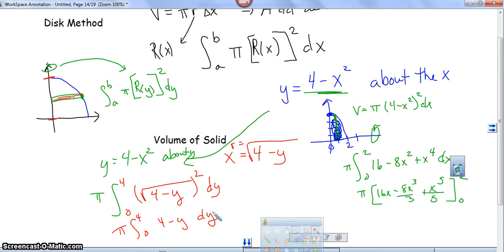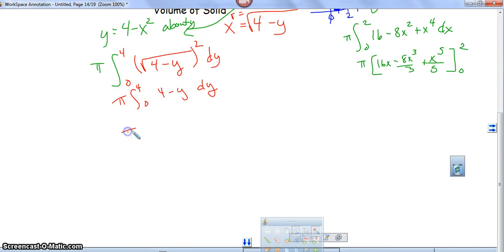And then what you do is you integrate in terms of y. So pi, that'd be 4y minus y squared over 2 from 0 to 4, and you plug in your numbers and you get your volume. By the way, just leave your answer in terms of pi. You don't have to multiply everything by 3.14. It's actually a little annoying, so just don't do it.